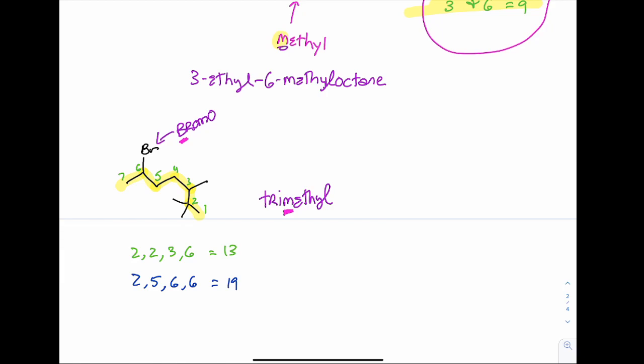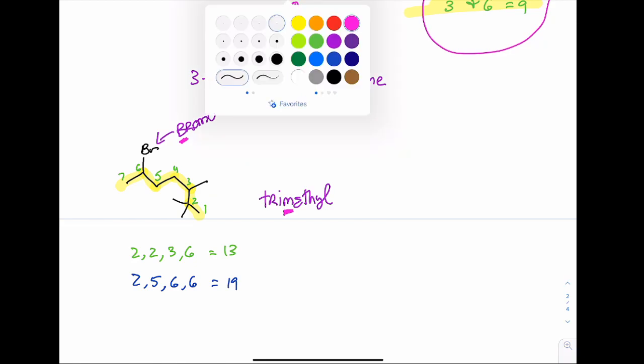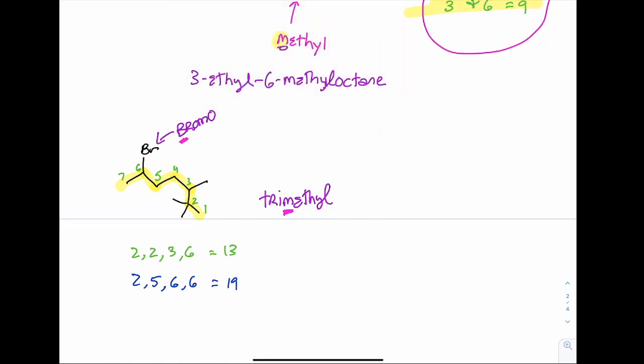So when I put this together, the bromo is going to come first. So on carbon 6, I have a bromine. So 6-bromo. And then because I have trimethyl, I have to provide 3 numbers. So on carbon 2 is one of those groups. That other group is also on carbon 2. And then the third one is on carbon 3. So 2,2,3-trimethyl. I have 7 carbons total in my parent. So hept. And it's an alkane. So 6-bromo-2,2,3-trimethylheptane.